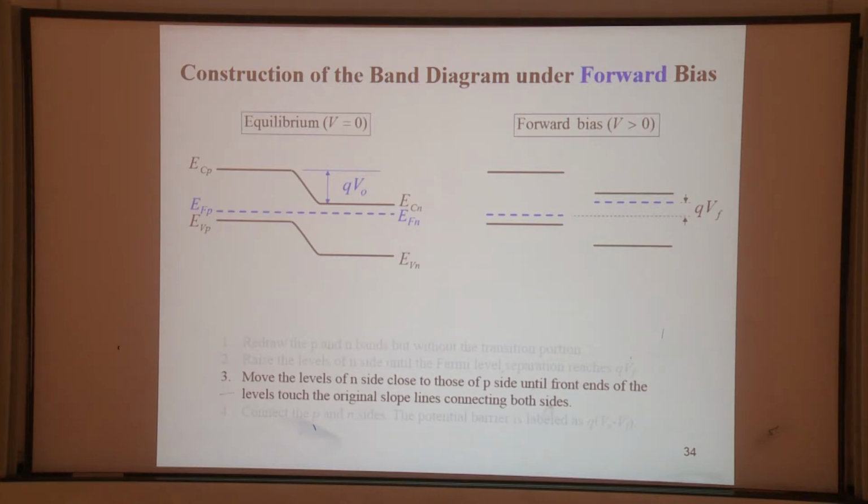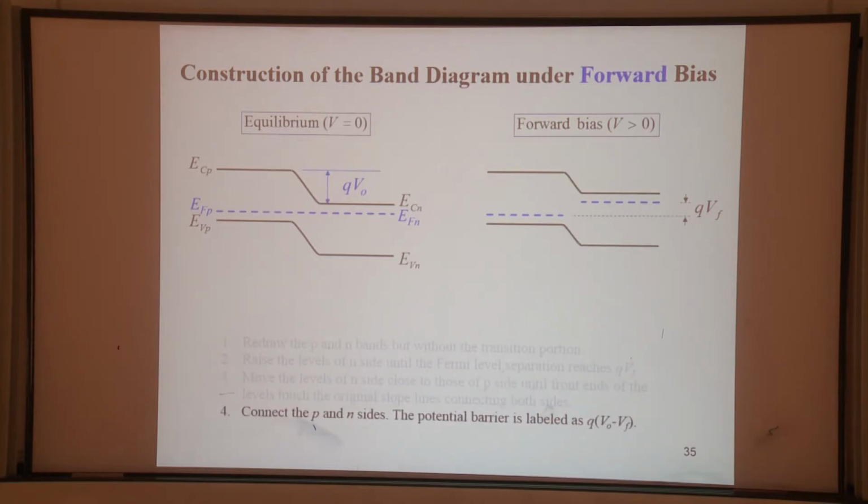All right. So you imagine that there's still a slope in this place. Then you just bring this closer until this one touches the slope. Bring that close, touch the slope. Then it's about the right width that you will get at forward bias. All right? Then after that, you try to connect these two with a new slope.